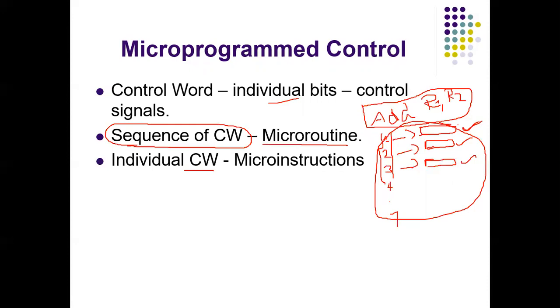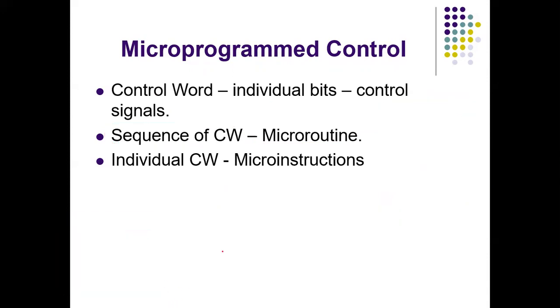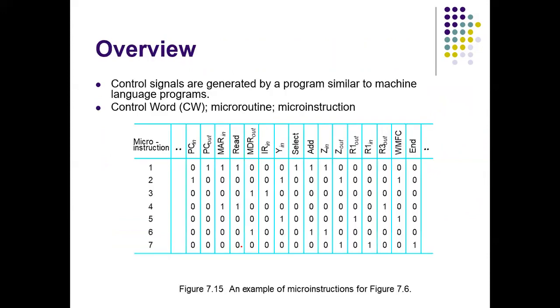Okay. So these are the terminologies we'll be using here: control word, micro routine, and micro instructions. Control word is nothing but the representation of instructions. Each micro instruction is represented by using some bits. If the bit is 1, it means we are going to execute that instruction at a given time. If it is 0, it means we are not going to execute that instruction. Now let us understand this with an example.